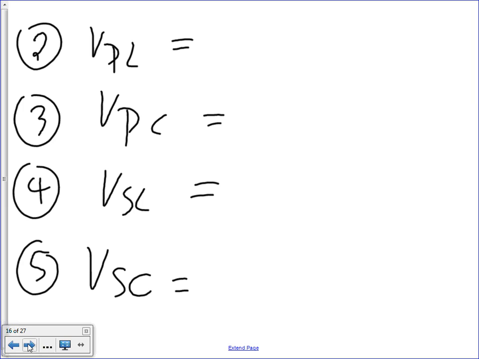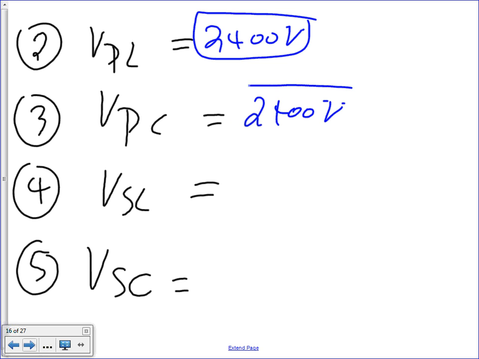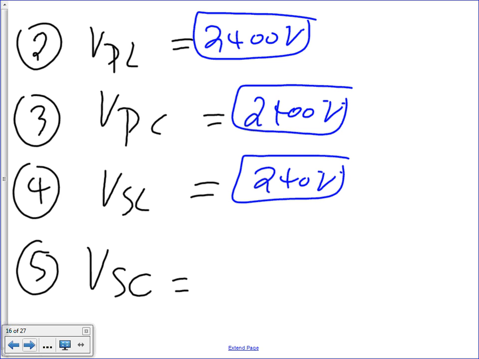Now let's go size the rest. Okay, let's go to V primary line. Very easy. A lot of these are straightforward now. V primary line. What's the primary voltage? Well, it's 2400 volt. Piece of cake. V primary coil. What's the primary coil? 2400. V secondary line. What's the secondary line voltage? It's a delta. What's the secondary line voltage? 240. Piece of cake. What's the secondary coil voltage? The secondary coil voltage is what? 120 volt.